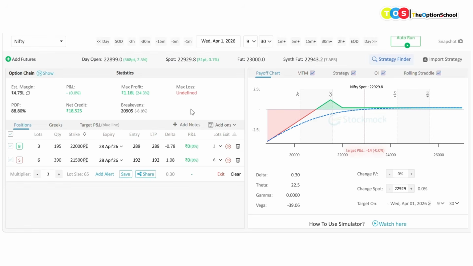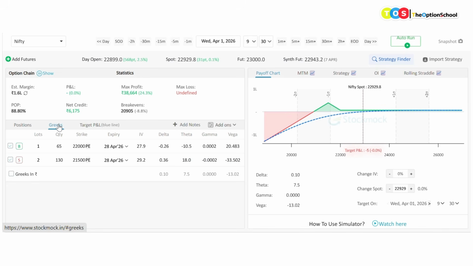Right, let us now see, this is a monthly trade, high weeks trade. If you want to see the Greeks for this trade, we'll make it one lot so that we are very clear on the Greeks. The delta I have purchased is 0.26, and the delta I have sold is 0.36 divided by 2, so 0.18. 0.26 purchased and two lots of 0.18 sold.